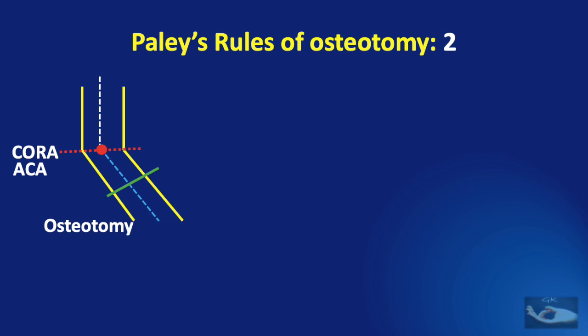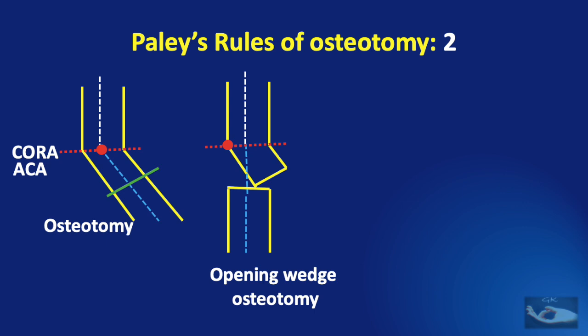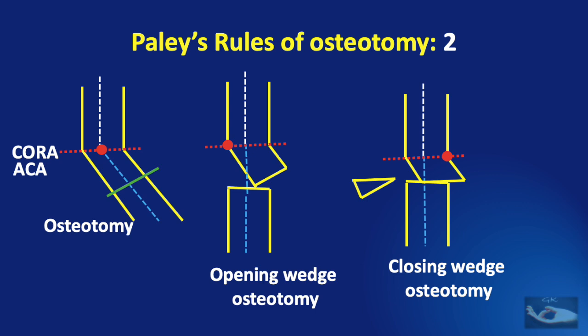We can make out that the ACA and CORA are in the same line, but the osteotomy, represented by the green line, is at a different place. So with osteotomy at this place, whether an opening wedge osteotomy or a closing wedge osteotomy, angulation and translation of the bone ends is produced, but the axis of the proximal and distal segments, represented by the white and blue dotted lines, coincide. So, no translation of the axis of the bones occurs.